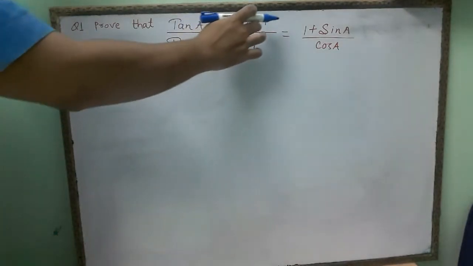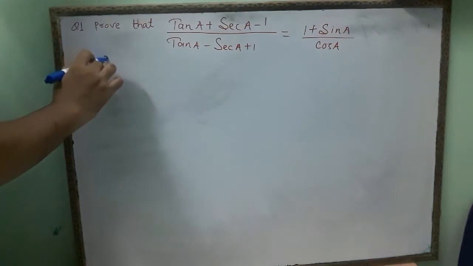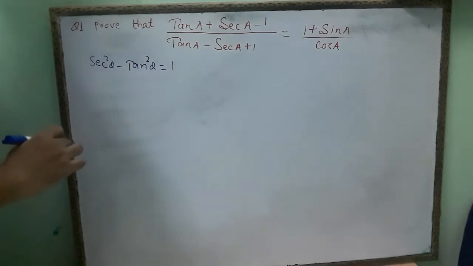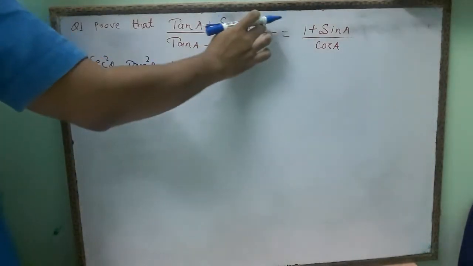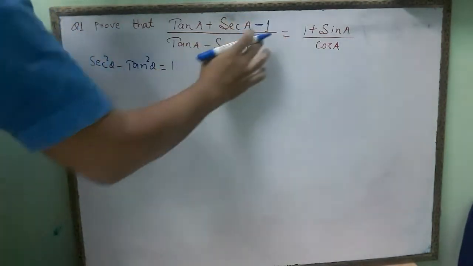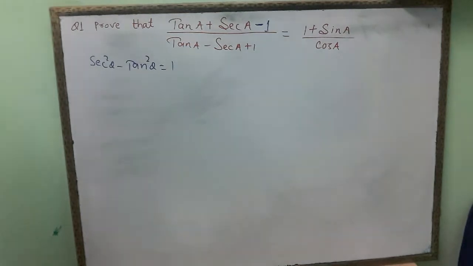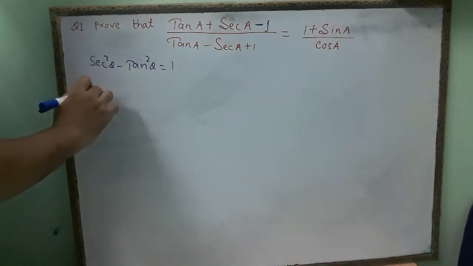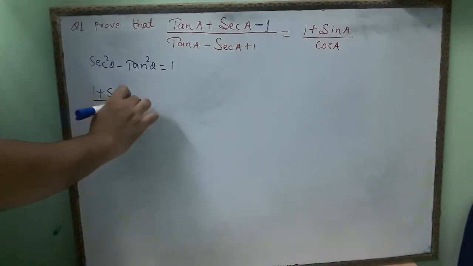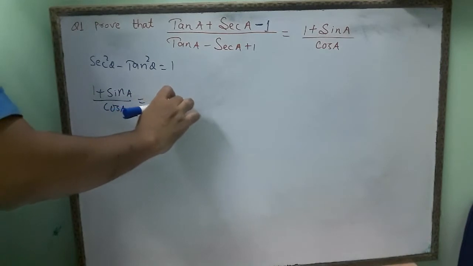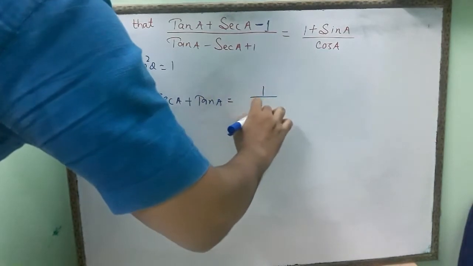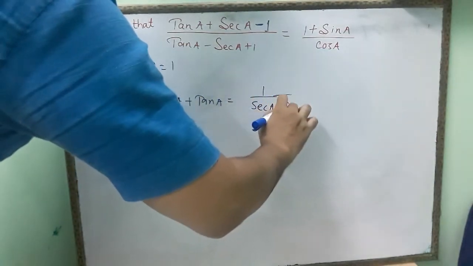First, as we know, sec square theta minus tan square theta is equal to 1. So we will use this concept here and try to convert. Second most important thing is that (1 + sin A) / cos A, or you can say sec A plus tan A, or you can say 1 divided by (sec A minus tan A), all are equal.